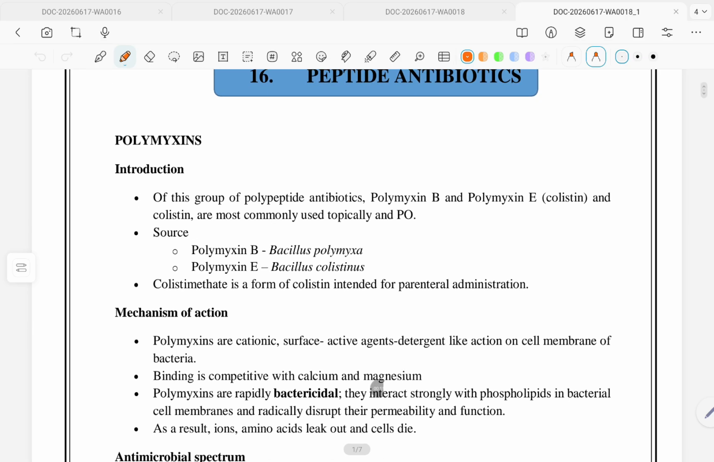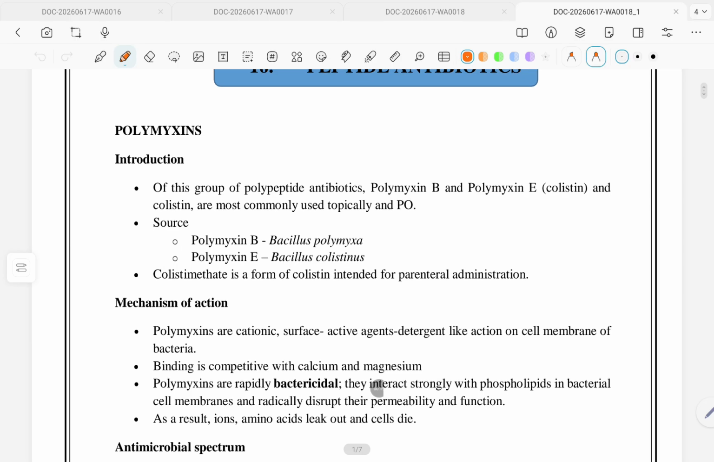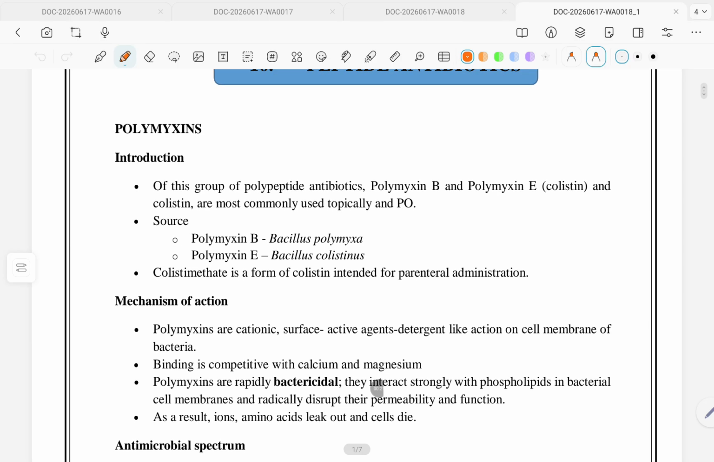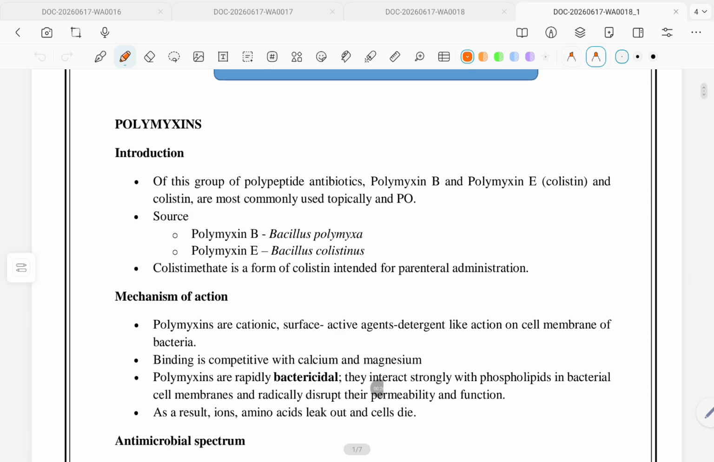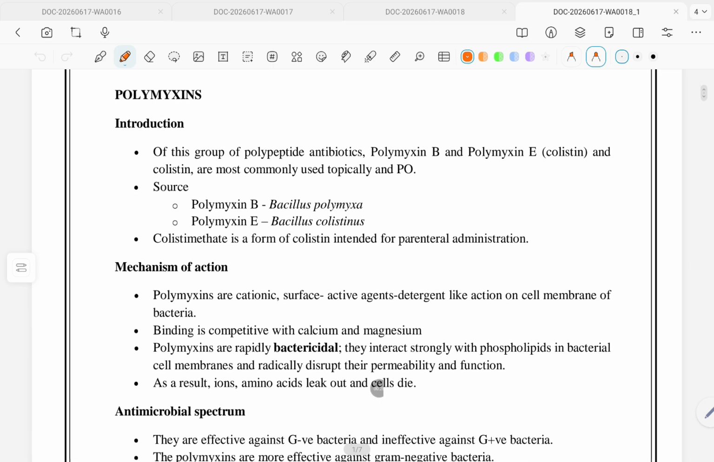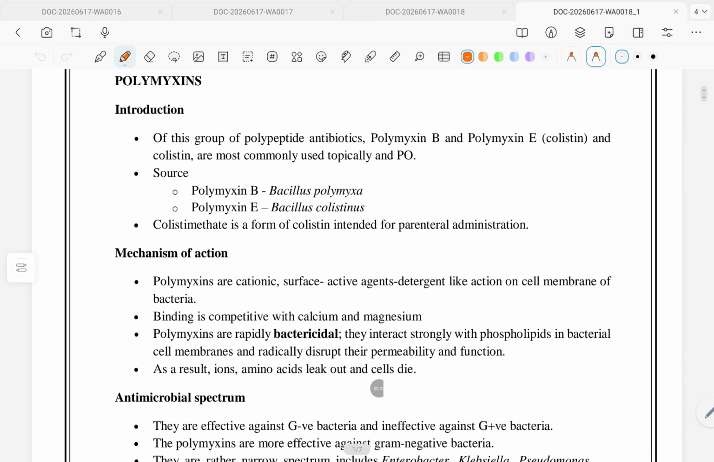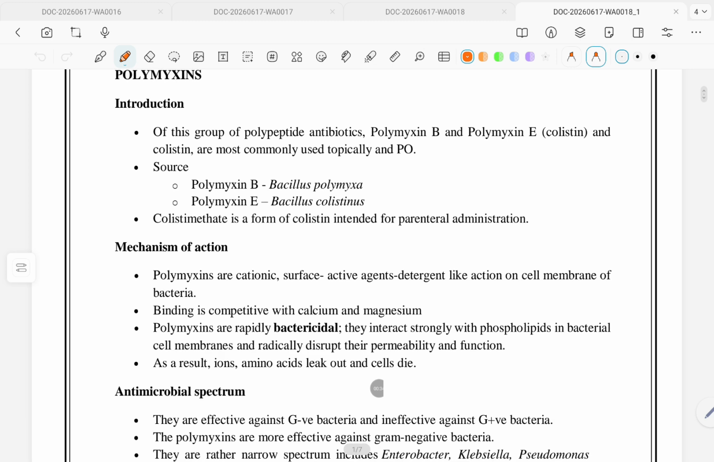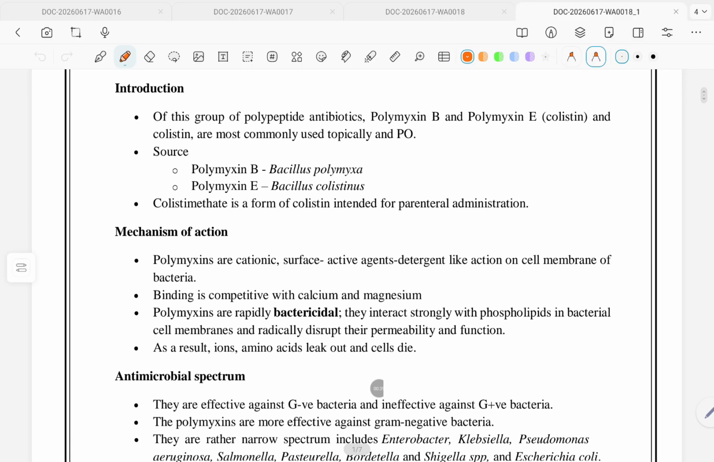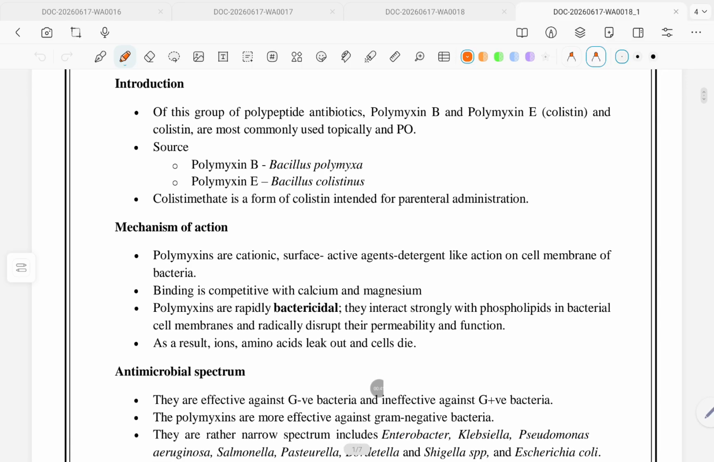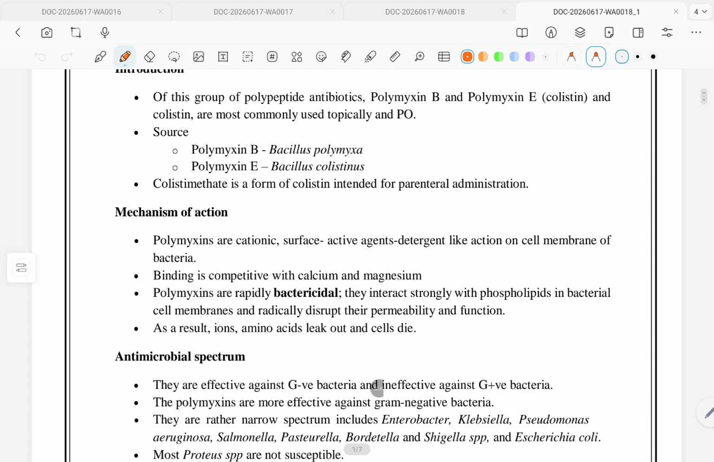Introduction. Of this group of polypeptide antibiotics, polymyxin B and polymyxin E, colistin, are most commonly used topically and PO. Source: polymyxin B, Bacillus polymyxa; polymyxin E, Bacillus colistinus. Colistimethate is a form of colistin intended for parenteral administration.